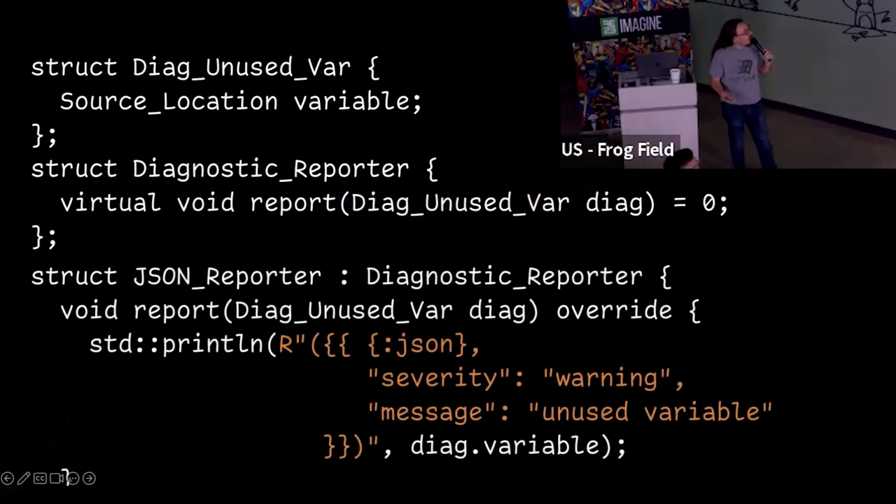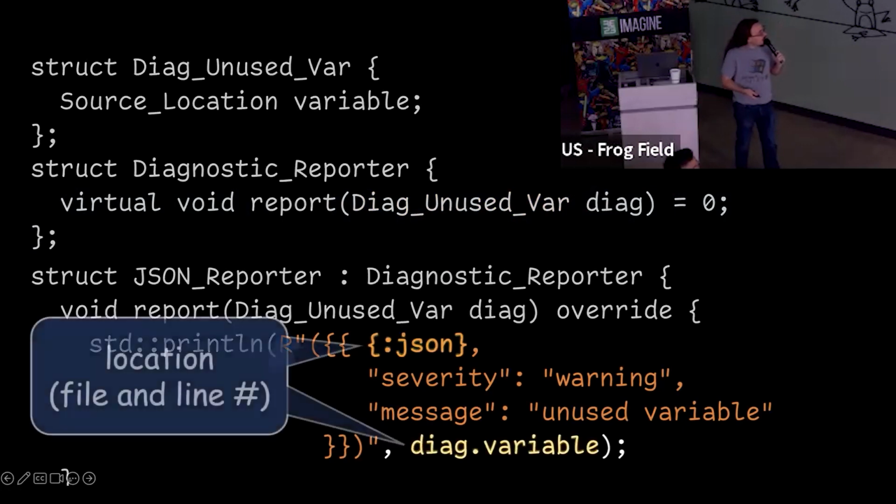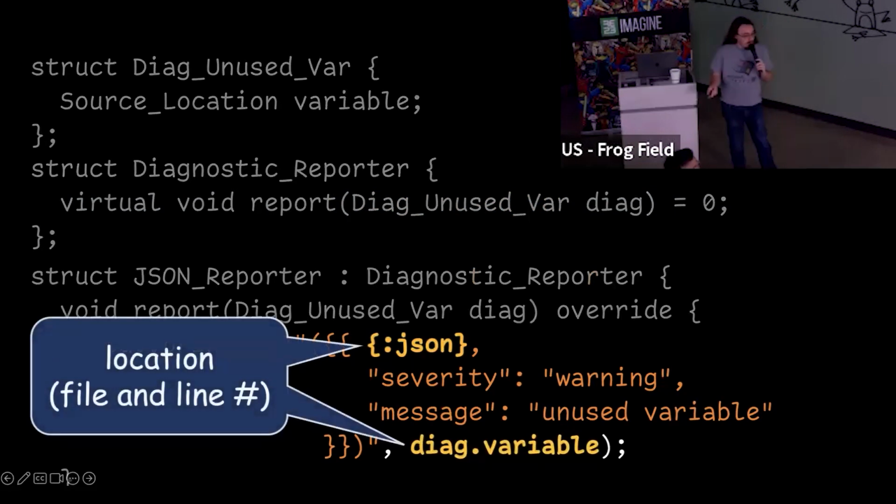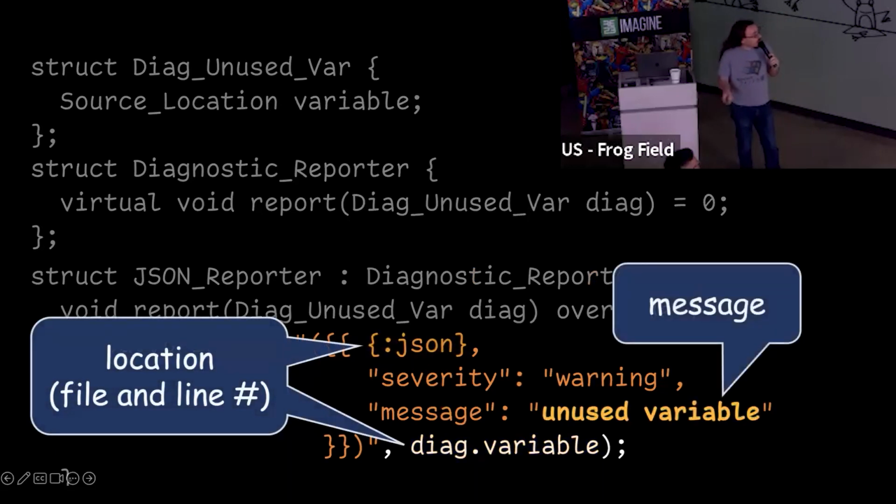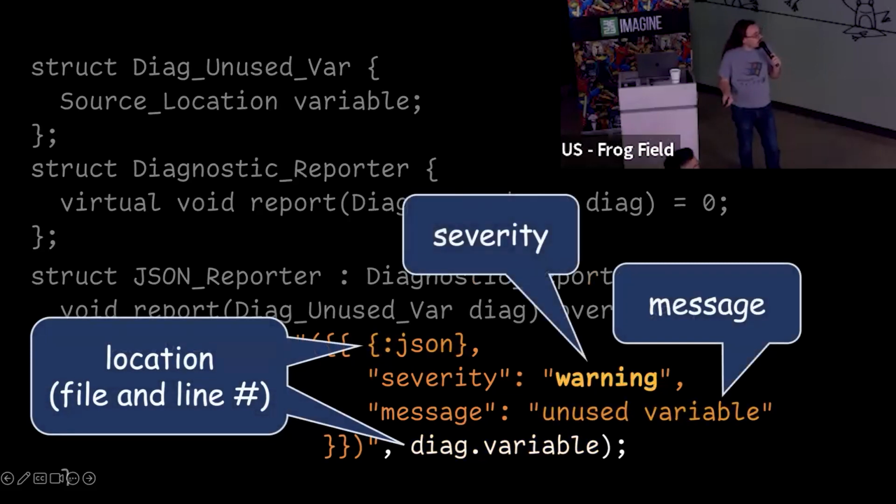And we might have a JSON-based reporter. Same thing, we report the location. Here we're using a custom format specifier. The details aren't important for this talk, but I just thought I would throw that in there. We also have the message in the JSON reporter, and we also have the severity. Notice that the message and the severity are duplicated. We don't like the duplication. We'll factor that out in a bit.